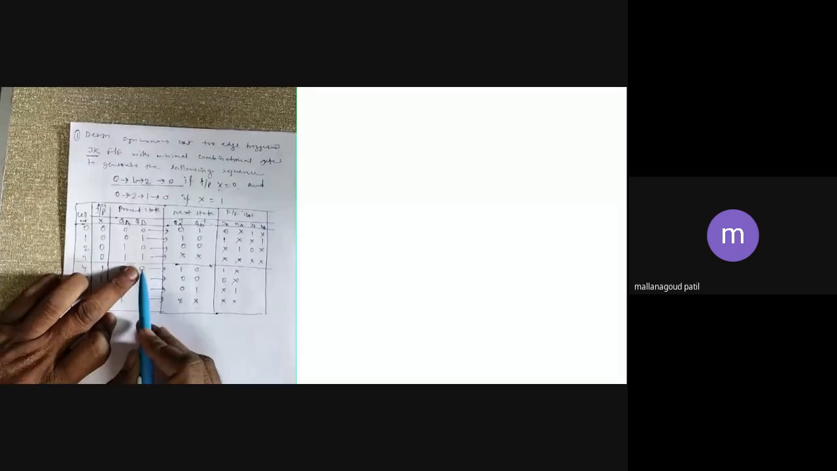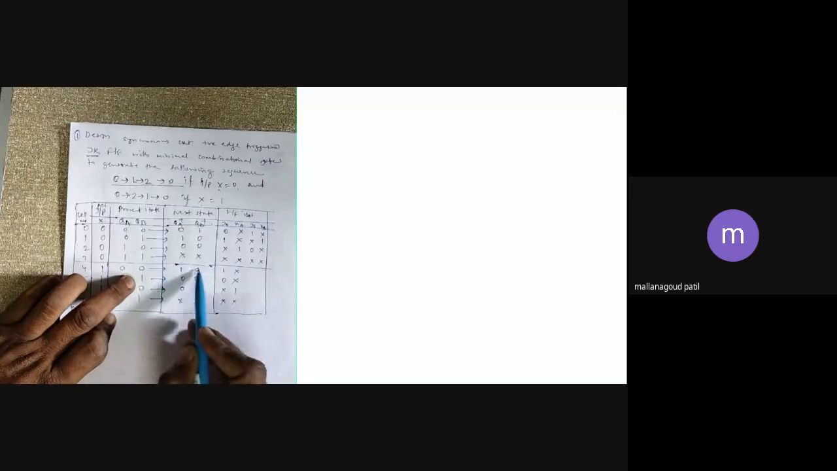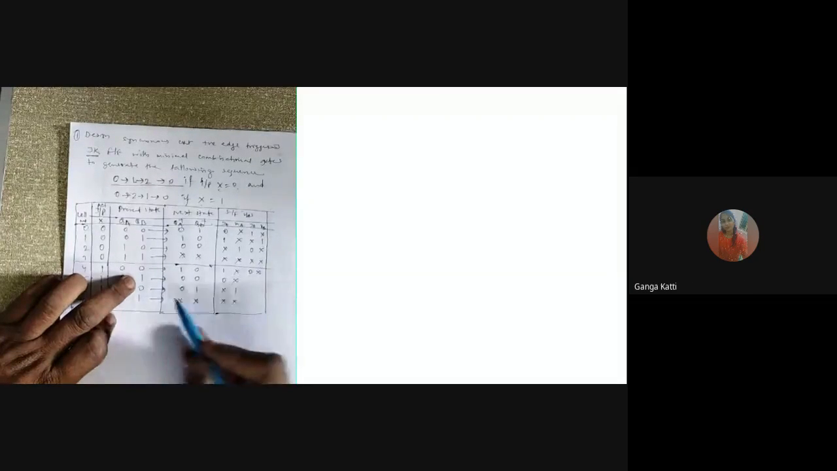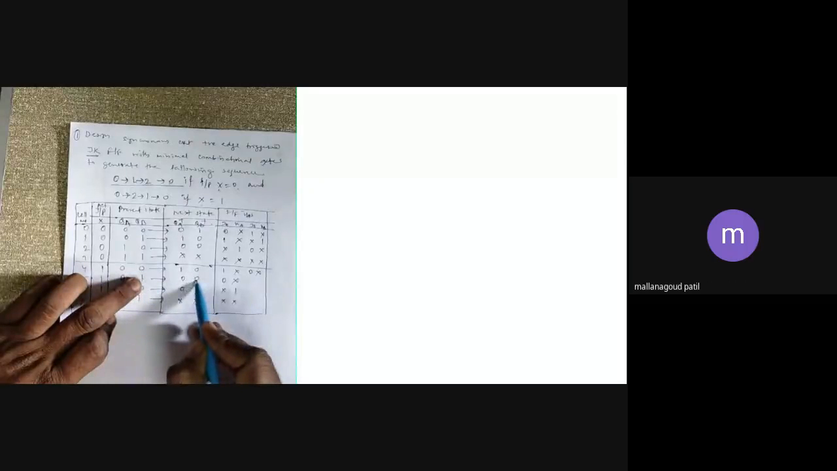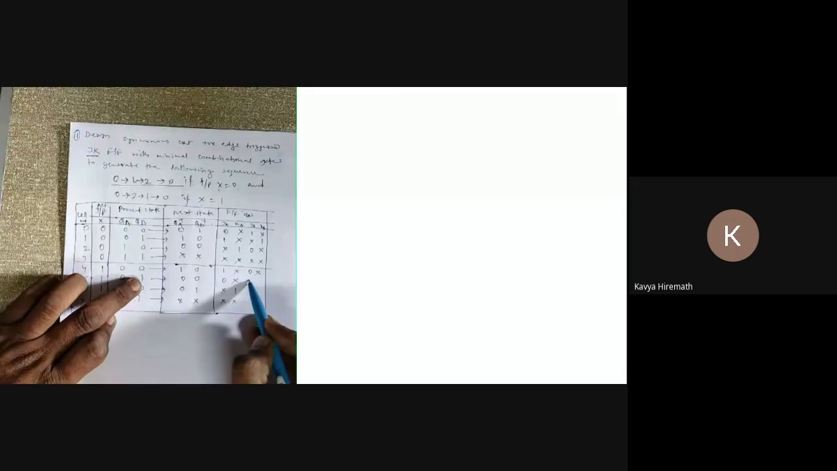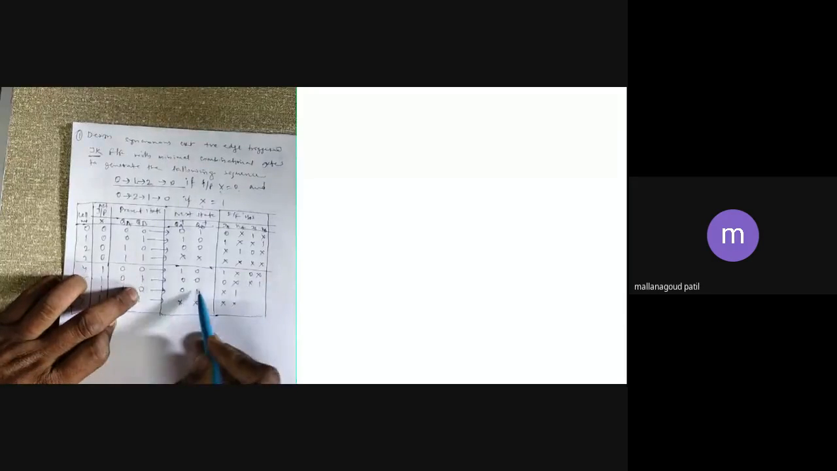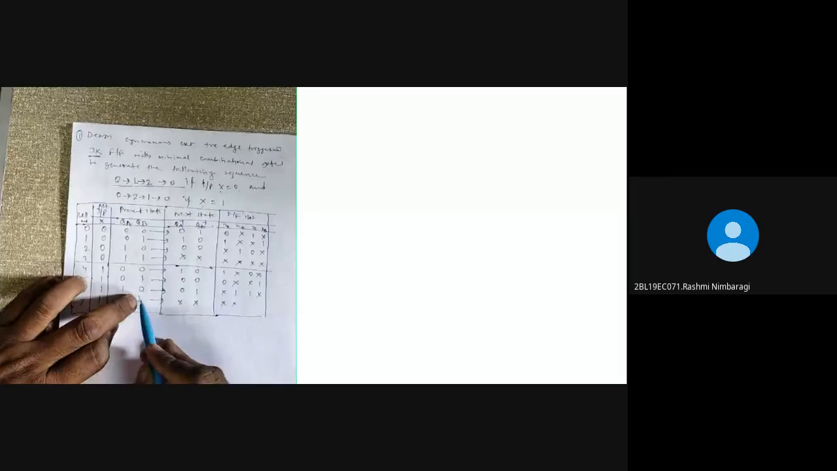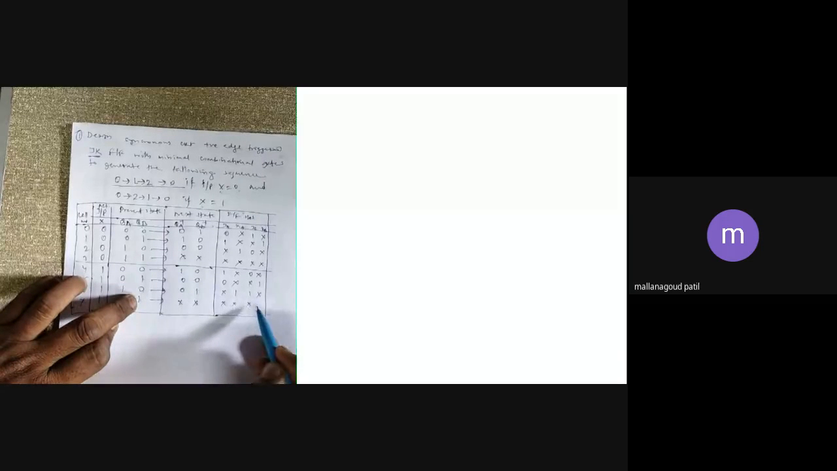Now you can see the pen tip: 0 to 0, 0 don't care, 1 0, don't care and 1, don't care 1, 0 1, 1 don't care, 1 don't care, don't care.